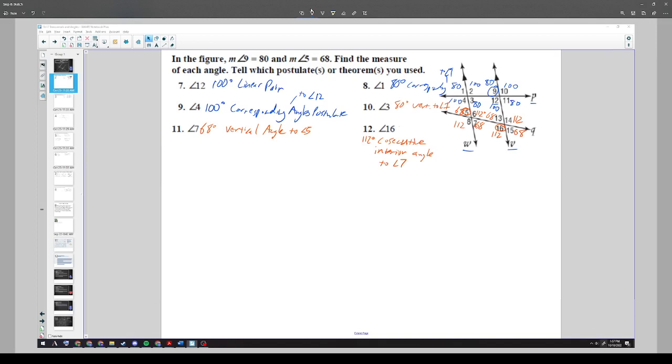So that's what we're looking for when we talk about finding the measure and then giving the justification. So what relation to a known quantity did you have that let us justify it? What postulate or theorem let us do that?